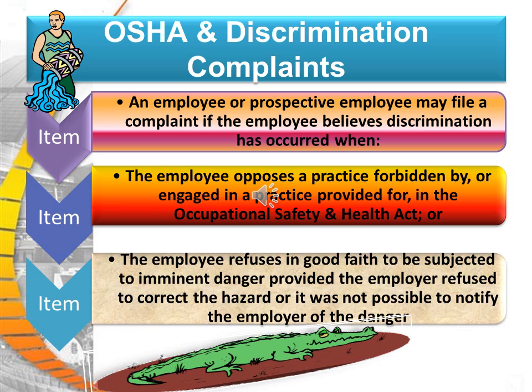OSHA Discrimination Complaints. An employee or prospective employee may file a complaint if the employee believes discrimination has occurred, when the employee opposes a practice forbidden by the Occupational Safety and Health Act. Or the employee refuses in good faith to be subjected to an imminent danger situation provided by the employer, who refuses to correct the hazard, or it was not possible to notify the employer of the danger.